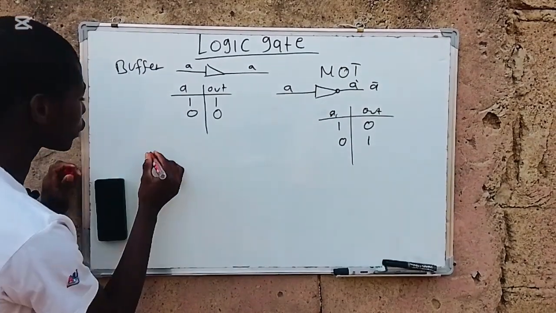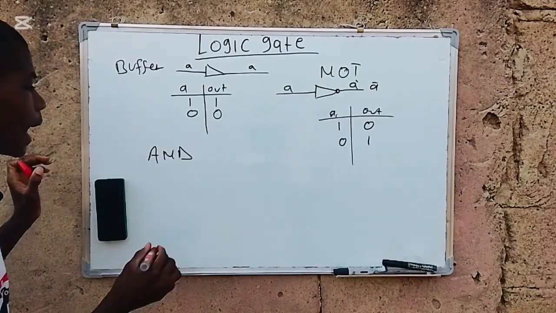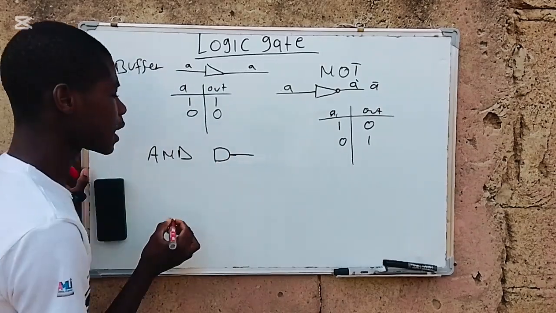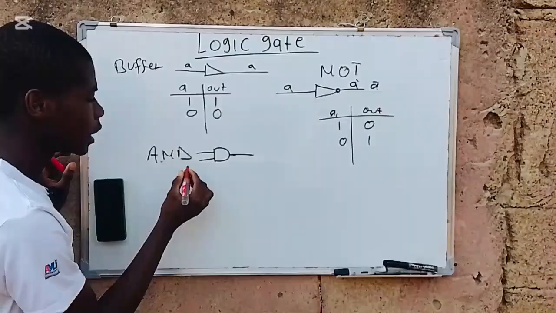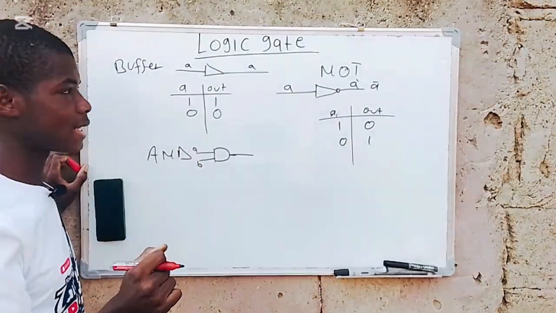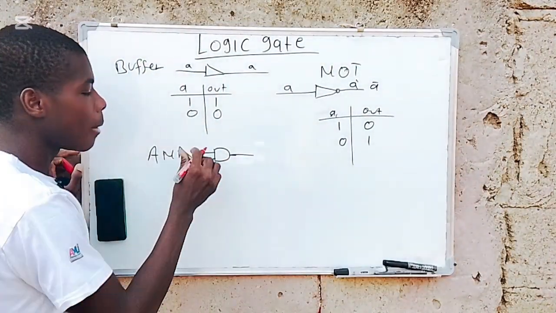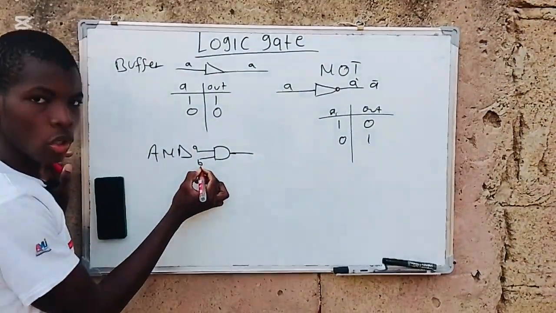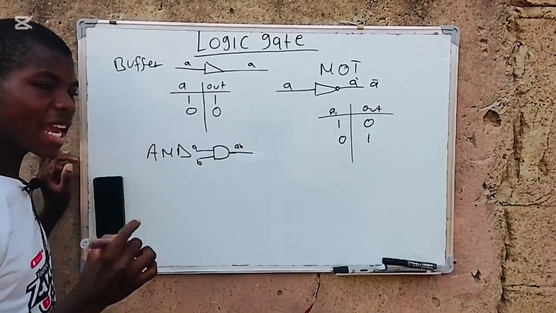Let's see the AND. What is the symbol of AND? AND is like this. This is the output, and it has two inputs, A and B. With the buffer and NOT, we have only one input, but in AND we have two inputs, the input A and the input B. The output will be AB, which means A multiplied by B.